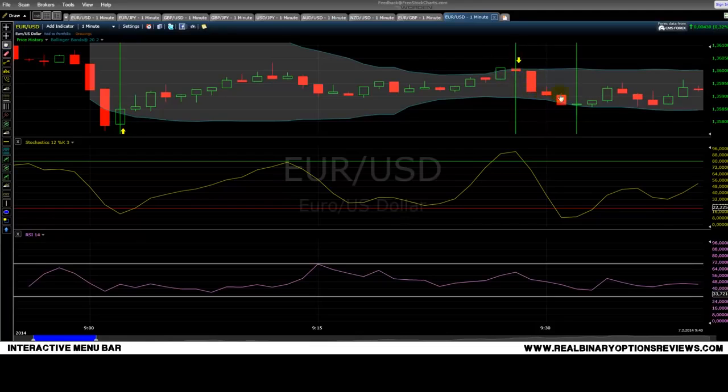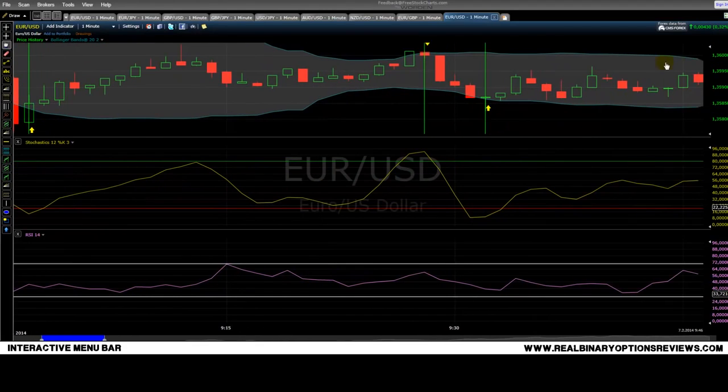And again, this is 1, 2, 3, 4, 5. The price closed here, and this would be a winning trade. And again, after this red candle closed below the Bollinger Band, I'm trading up here. So here I'm getting another winning trade with 5-minute expiry. The price closed here, so this is a winning trade.